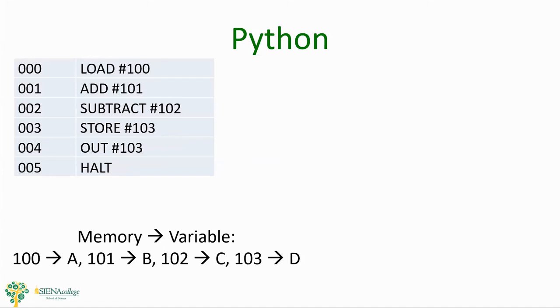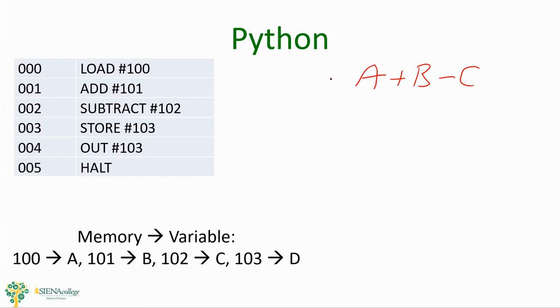Let's take a look at a slightly more complicated problem. Load 100. We're going to take the value that's in memory location 100, which we're saying is A, and put it in the register. Add 101 is going to take the value that's stored in 101, B, and add it to the current value in the register. Subtract 102 is going to take the contents of our variable C and subtract it from the current value in the register.